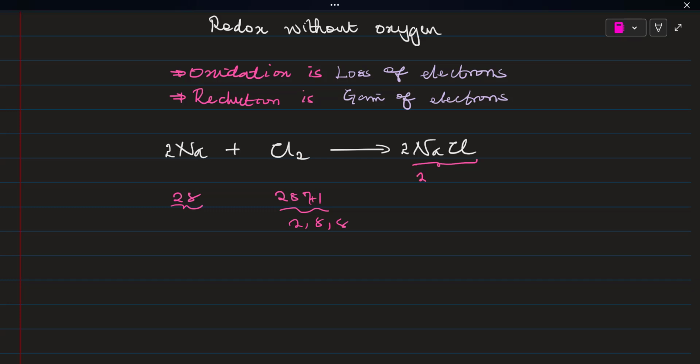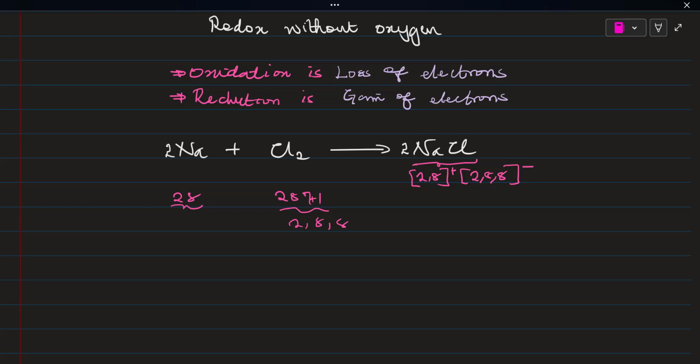And this is the electronic configuration of NaCl. Na is 2,8,1. By losing 1 electron it becomes 2,8 with a plus charge, and then chlorine is 2,8,7, remember, and it has gained 1 electron from the sodium atom to become 2,8,8 with a minus charge.